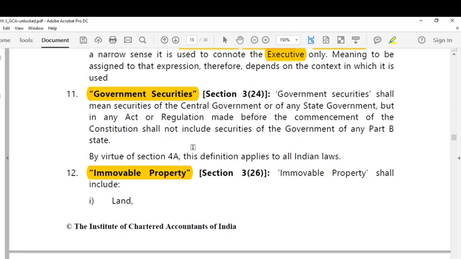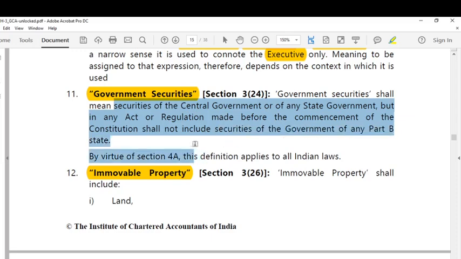Government securities. It shall mean securities of central government or any state government, but in any act or regulation made before the commencement of the constitution, it shall not include the securities of government of any part B state.